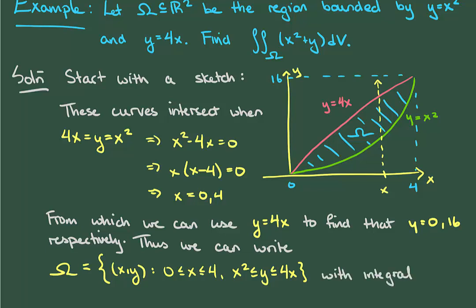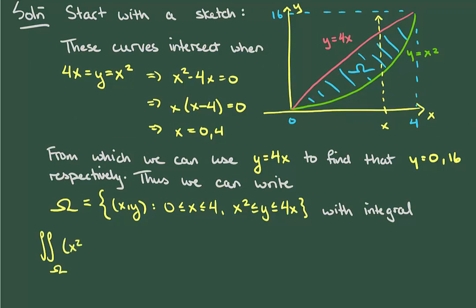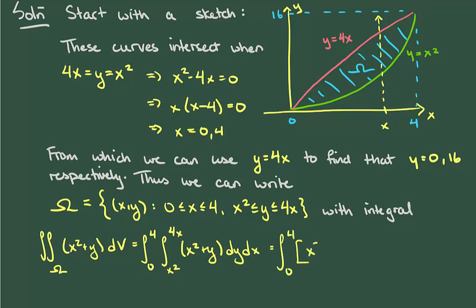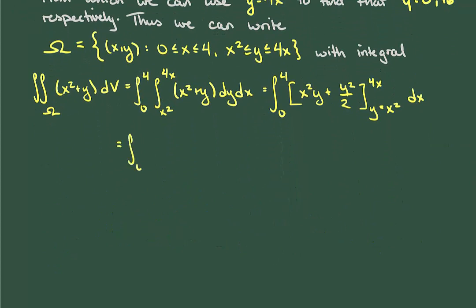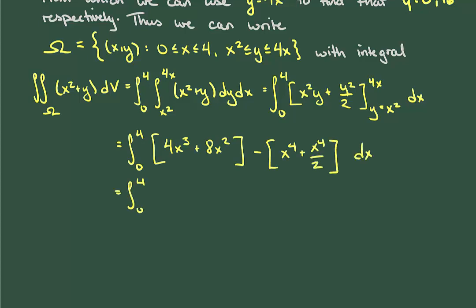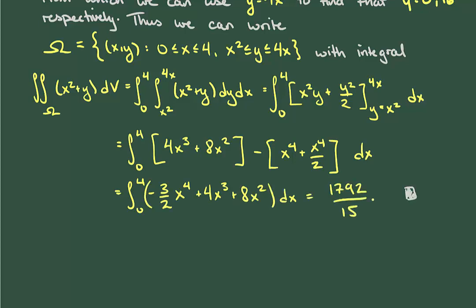In this form, we can now write out our iterated integral as follows. We're integrating with respect to y, so remember, we're going to treat x as a constant, and sub in y equals 4x and y equals x squared into our integral exactly as if they were numbers. The remaining integral depends only on x, and we won't go into any detail solving it, but we get a value of 1792/15.